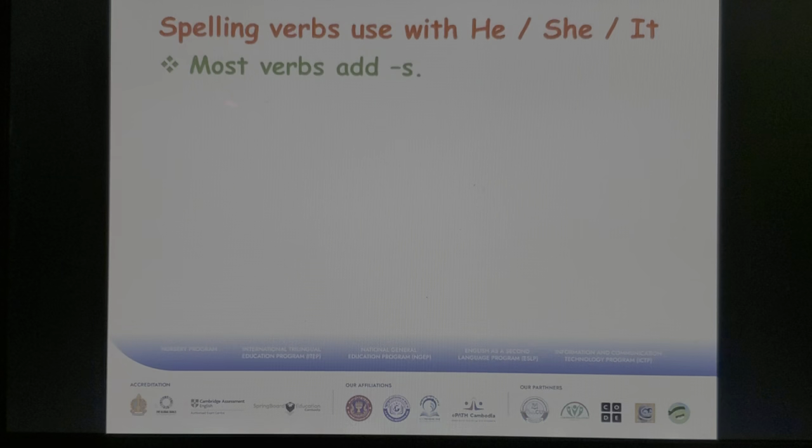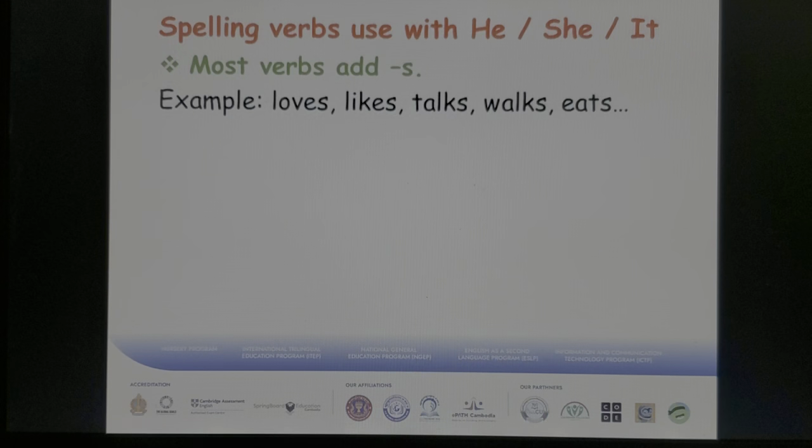Rule number 1. Please remember, most verbs add s. Rule number 1 of spelling verbs: most verbs add s. What are they? For example: loves, likes, talks, walks, eats. Okay, most verbs add s like that.